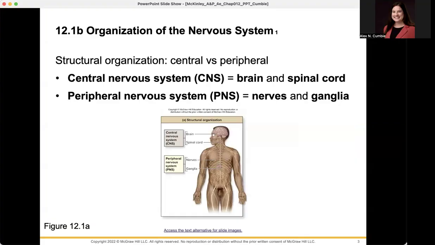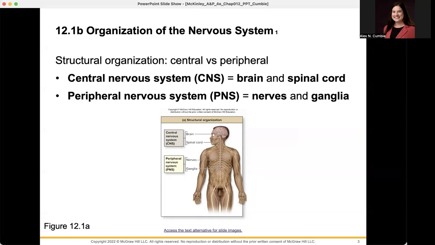So for our nervous system, we do organize it into two different sections. We have the central nervous system, which will now be called CNS throughout the lecture. And we have the peripheral nervous system, also called your PNS. The central nervous system is the brain and spinal cord. So CNS is the brain and spinal cord, and your PNS are all of your nerves and ganglia. Ganglia are just groups of nerves.